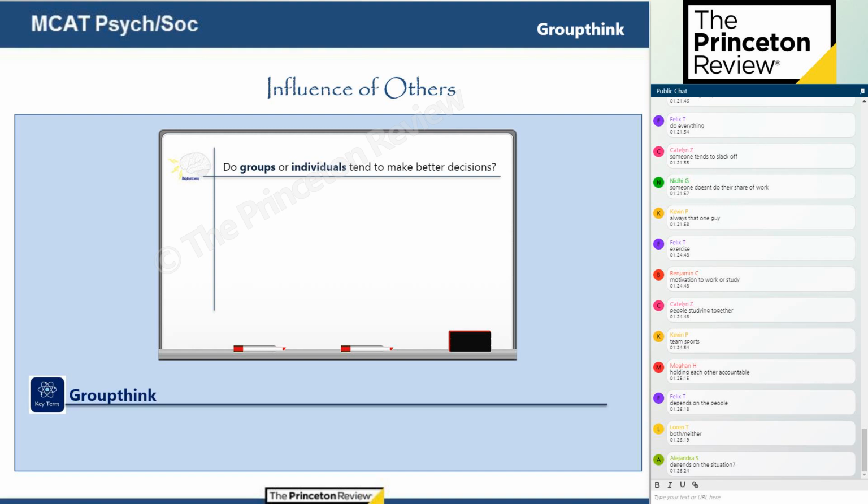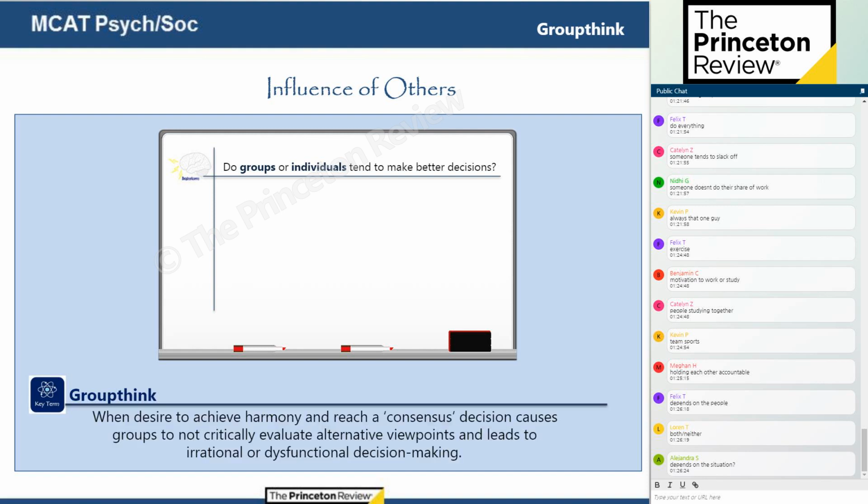We're talking here specifically about a phenomenon known as groupthink. This is when groups do not make good decisions because the group cares more about harmony and reaching consensus and sacrifices critical thinking, evaluation, considering alternatives. And it leads to really dysfunctional decision making.